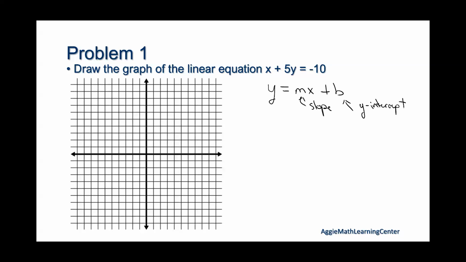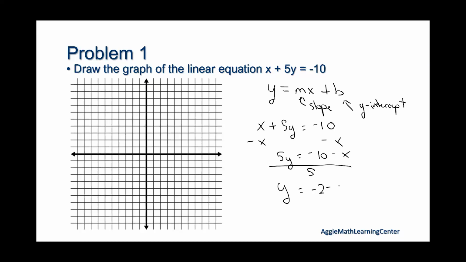You good? Okay, so let's run through it. So in this case, we are given the equation x plus 5y equals negative 10. I'm going to try and isolate my y term. So we're going to subtract x from both sides, giving us 5y equals negative 10 minus x. Then we divide both sides by 5. We're going to end up with y is equal to negative 2 minus 1/5 x.